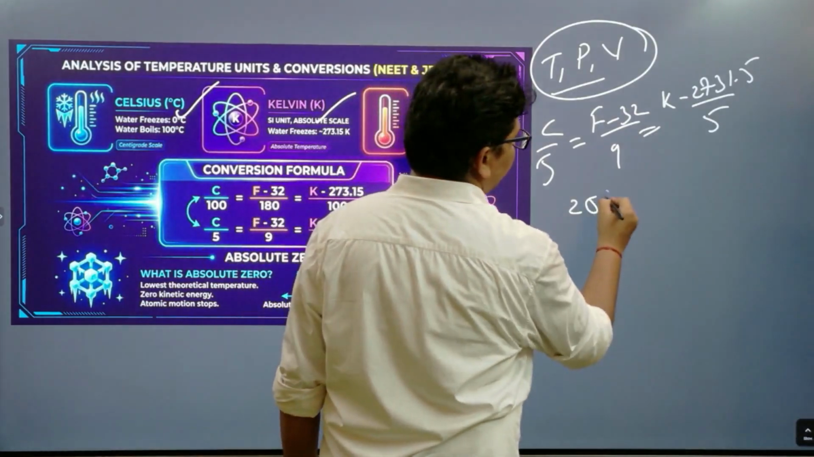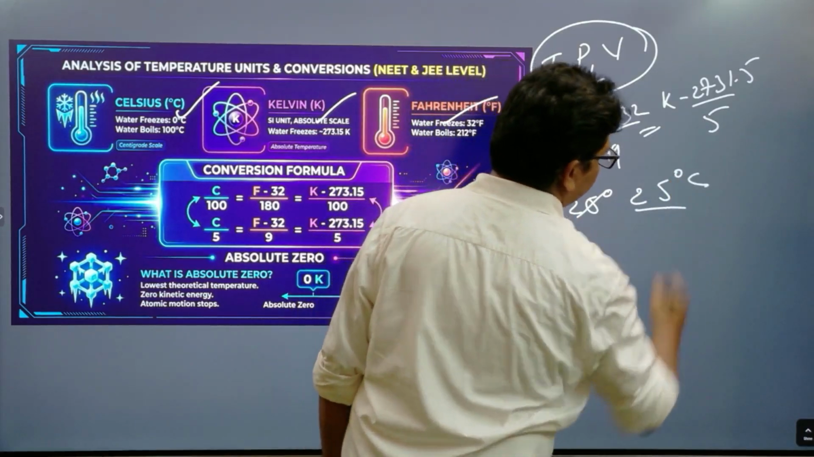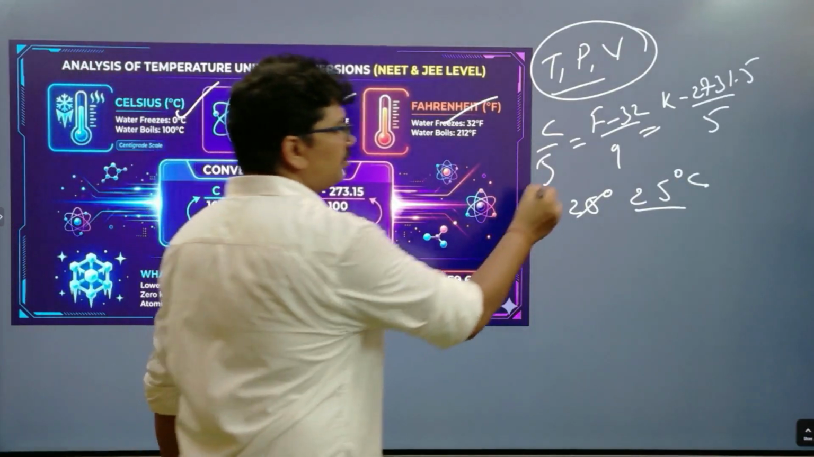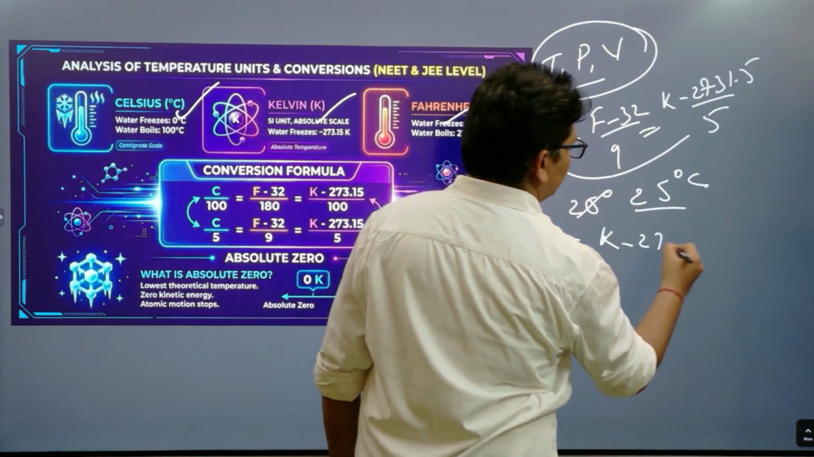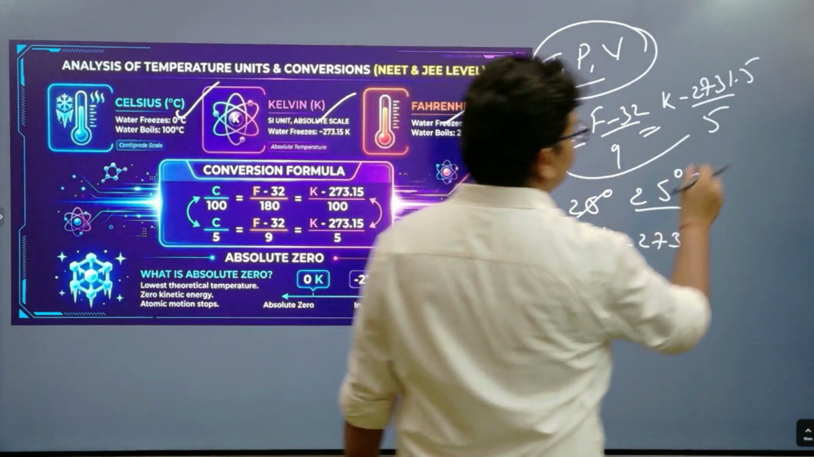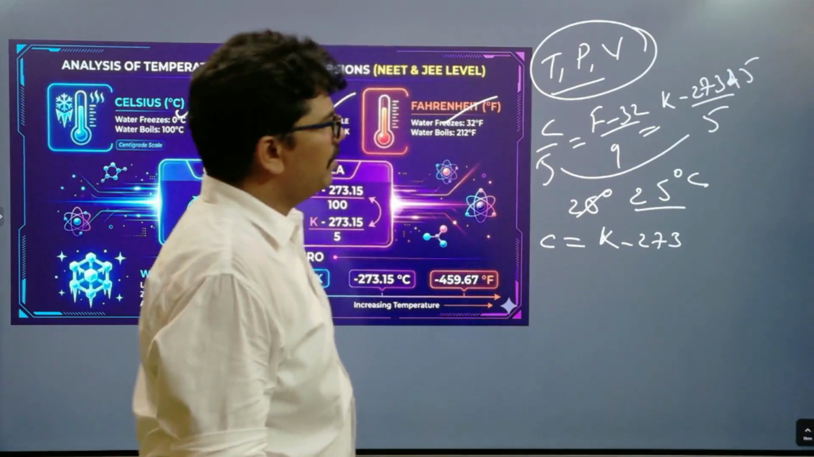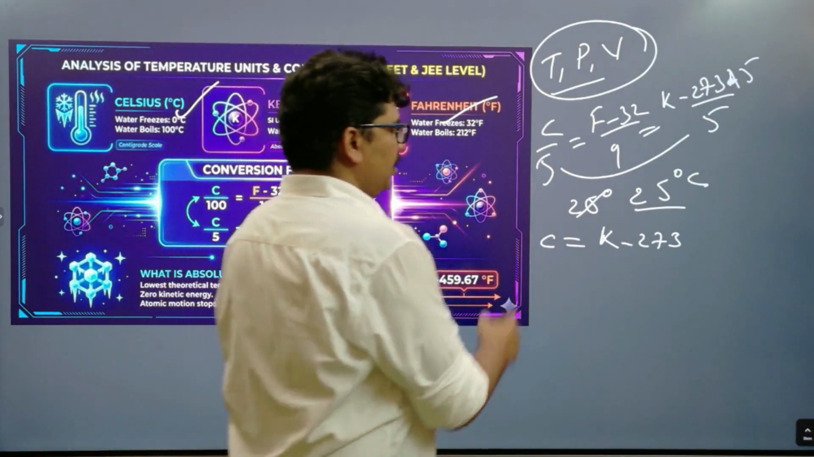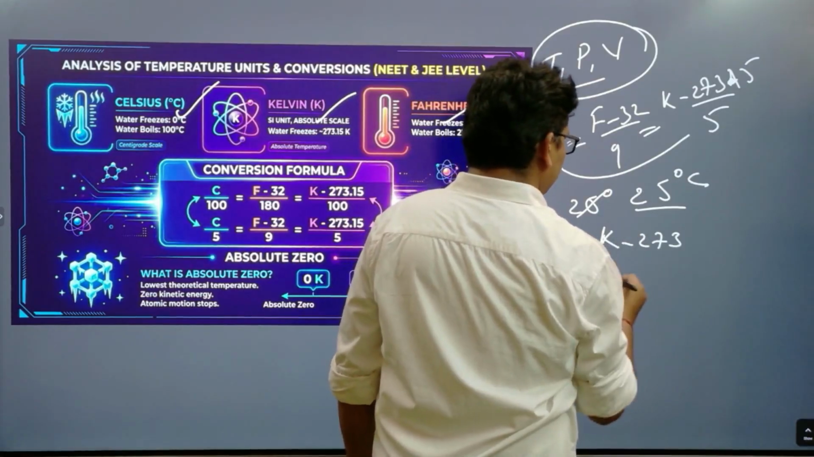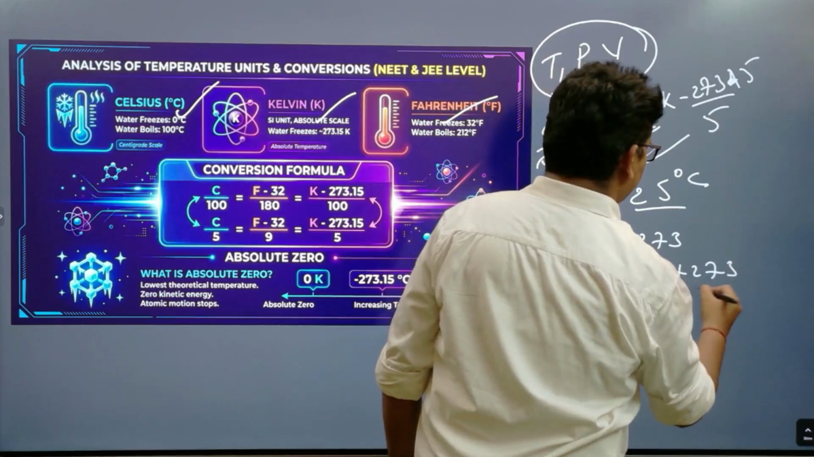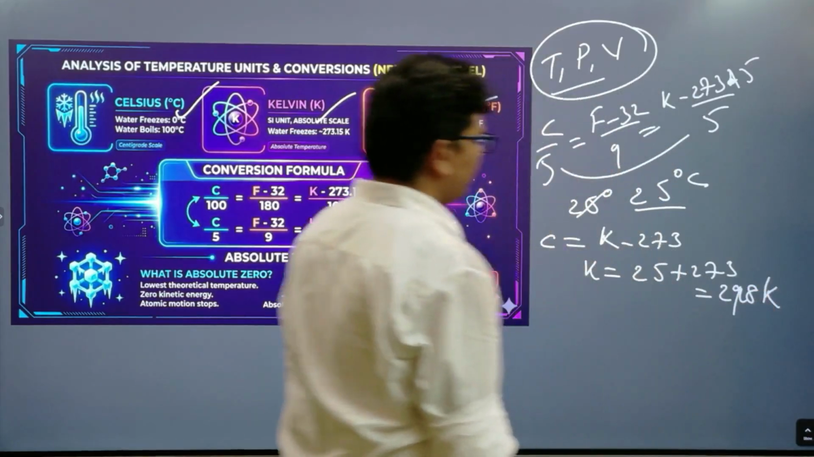Suppose I have 25 degrees Celsius. 25 degrees Celsius temperature is given. I should convert it into kelvins. Use these two relations. 5 cancel. C is equal to K minus 273.15, exactly 273.15, but you can use 273. It's fine. So C is equal to K minus 273, and K is equal to degree Celsius, 25 plus 273, that is 298 kelvins. 25 degrees Celsius.